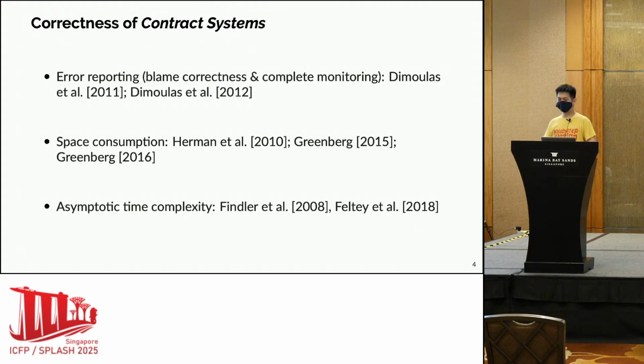Of course, people have also put a lot of research into how to make sure the contract system itself is correct. For example, Christos worked on correct blame and complete monitoring for identifying whether an error message is pointing to the problematic module. And Herman, Greenberg, they have put a lot of work into making sure the contract doesn't consume excessively many memories. And also, Dan Felty and Ravi Findler, they have also explored how to make sure the contract does not slow down your program exponentially because it is using dynamic checks.